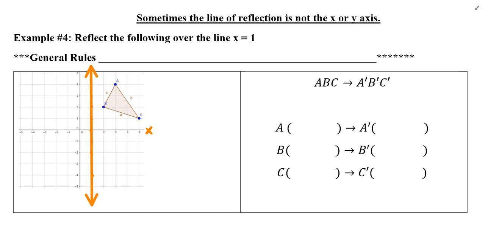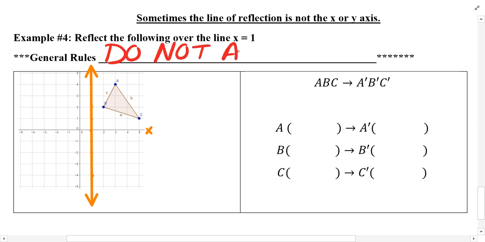The big thing to remember is that the general rules do not apply. So as we were saying, if we reflect over the x-axis, the x stays the same and the y flips. Or if we reflect over the y-axis, the y stays the same and the x flips. That does not apply when your line of reflection is not the x or y axis. So please make a note for yourself, star that, make that really big so that you don't make that mistake.